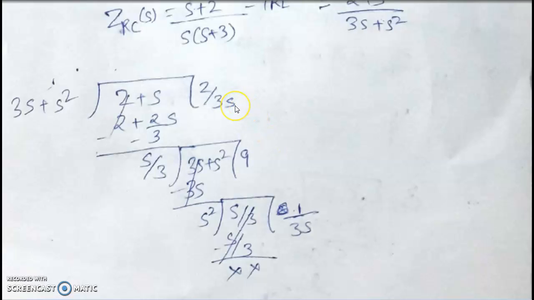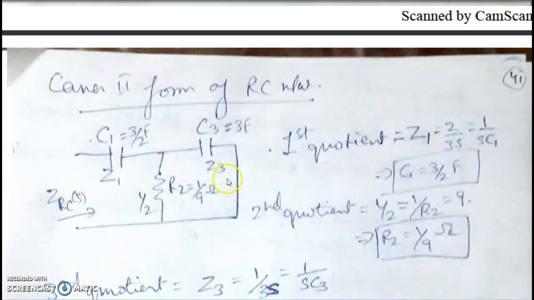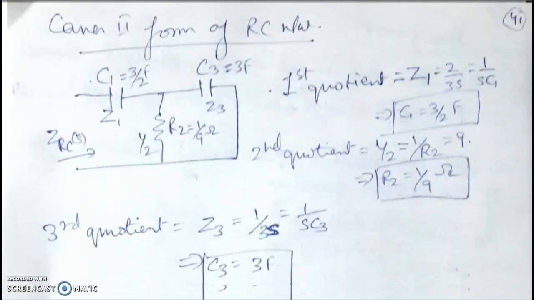In the case of the RC network, in Cauer 2 form, the general form has the series element as a capacitor and the shunt element as a resistor. So there are 3 quotients, which means 3 elements: series capacitor, shunt resistor, and again series capacitor. Because we are realizing the impedance function, the first quotient will give the impedance of the first element, that is 1 upon SC1, which means C1 is equal to 3 by 2 farad. The second quotient will give the admittance of the second element, that is 1 upon R2, which means R2 is equal to 1 upon 9. The third quotient will give the impedance of the third element, that is 1 upon SC3, which means C3 is equal to 3 farad.